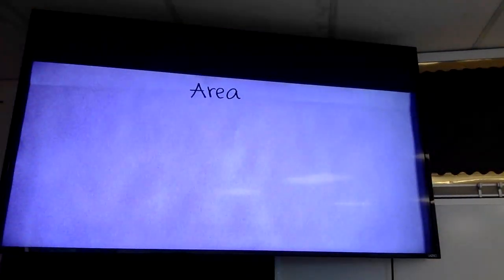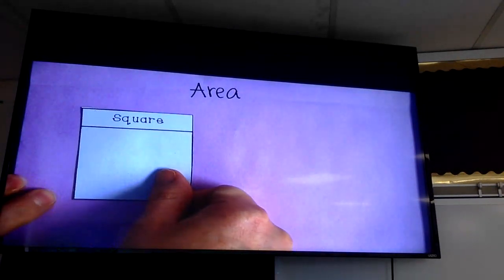All right, now that we got all of our shapes cut out, at the top of your paper that you're going to glue them onto, I just want you to write area. Because today we're going to review all the area formulas for different shapes because we're going to use them in this chapter also. So we're going to start with an easy one. I'm going to start with a square.